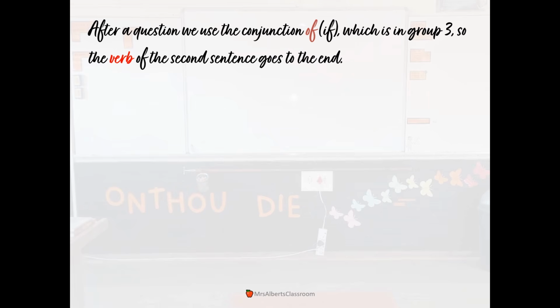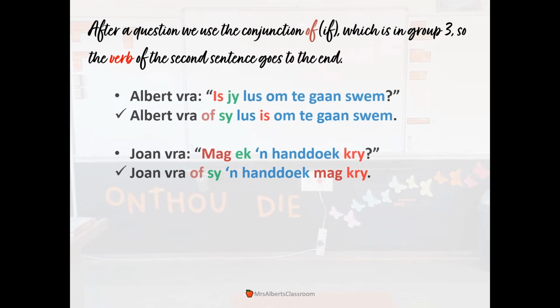Then, after a question, we use the conjunction "of", which is in group 3. So the verb of the second sentence goes to the end. So normally when you have a question, it will look like this. Albert vra, is jy lus om te gaan swem? Albert vra of sy lus is om te gaan swem.